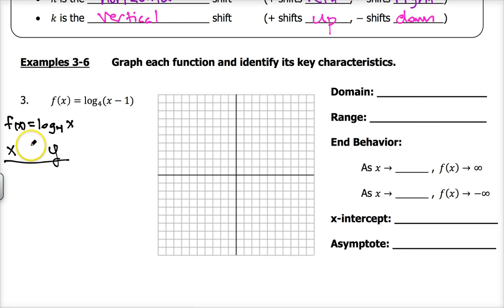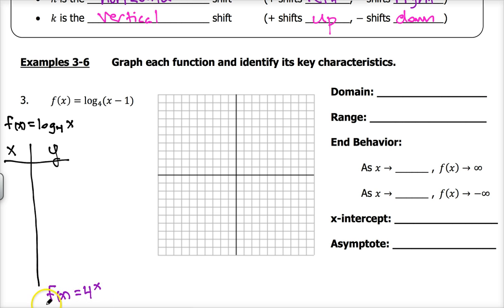Now, I'm going to go ahead and skip a step from what we did in 1 and 2 here. Okay, so we know that this t-chart here is going to be the inverse of the t-chart for the function f of x equals 4 to the x power. Okay, so let's consider what I just wrote here in purple, 4 to the x.